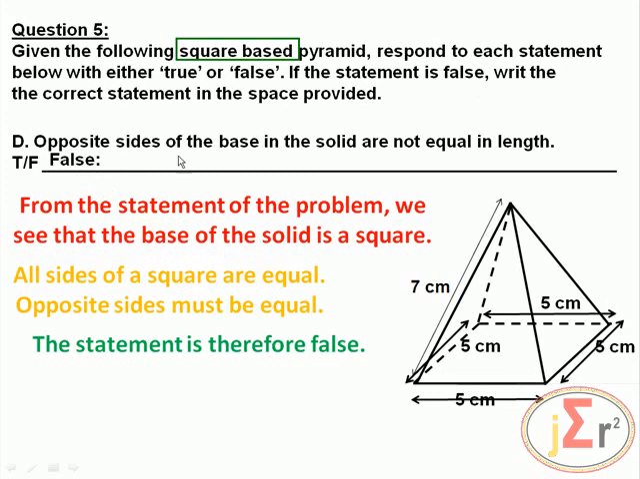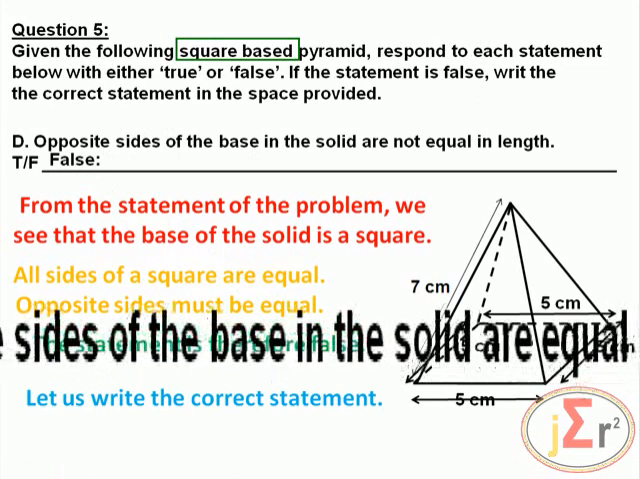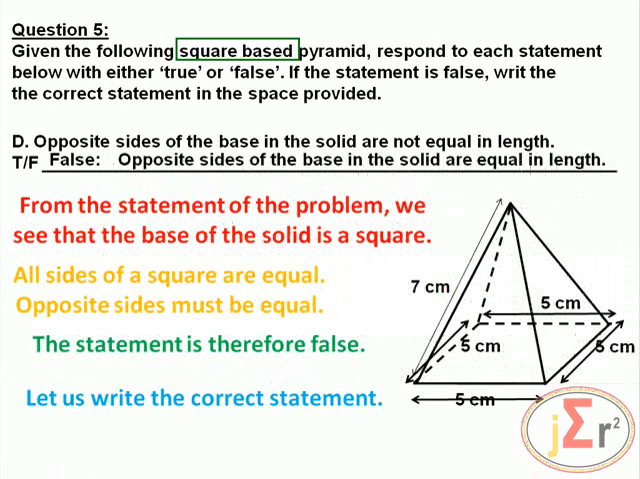false, write the correct statement in the space provided. So let us write the correct statement in the place provided. Opposite sides of the base in the solid are all equal in length. So, opposite sides of the base in the solid are equal in length. That is the correct thing.